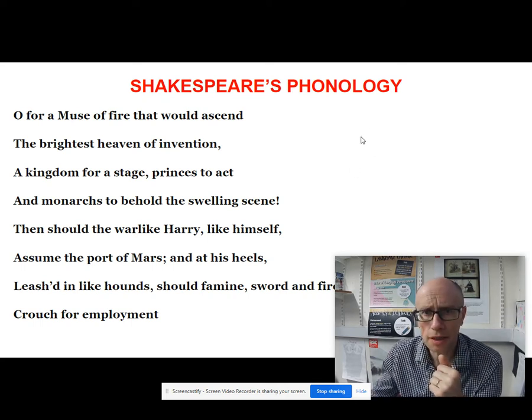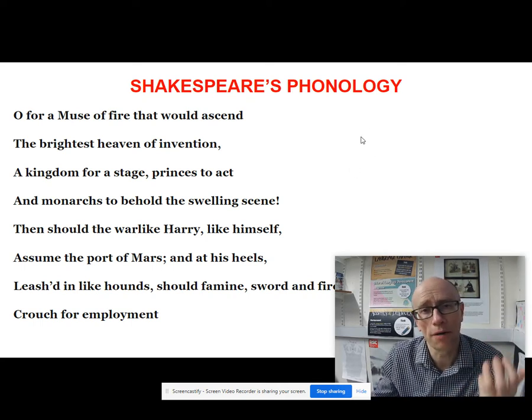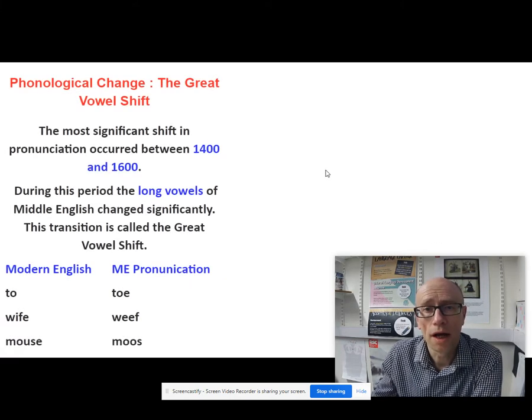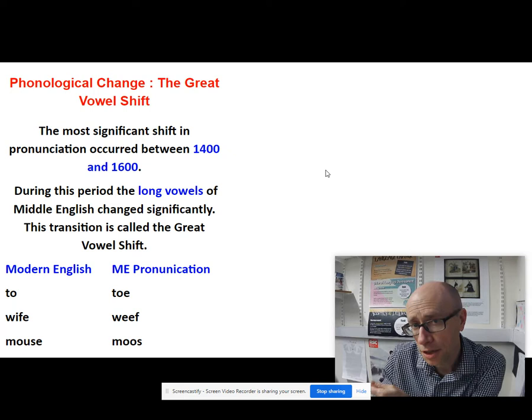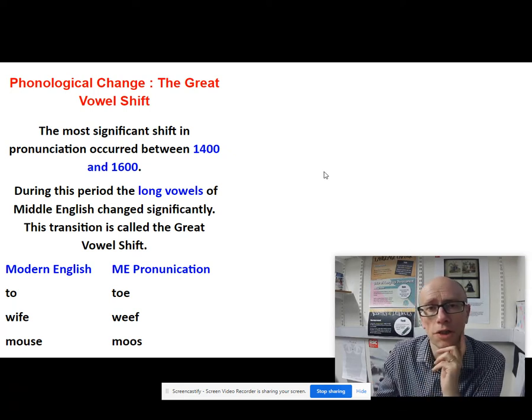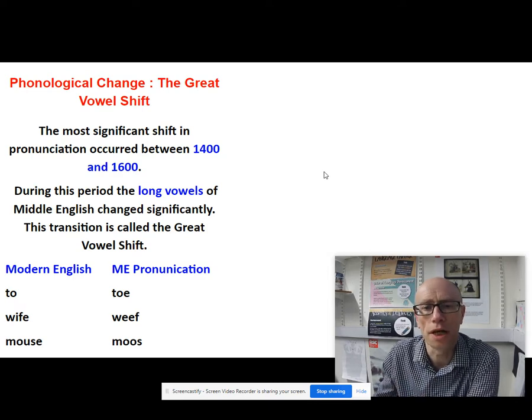Okay, let's look at some of the processes of how English phonology has changed over the centuries then. Let's remind you about GVS. This is the Great Vowel Shift. So this is this phonological change that linguists have noticed that happened somewhere between 1400 and 1600. A significant shift in pronunciation.